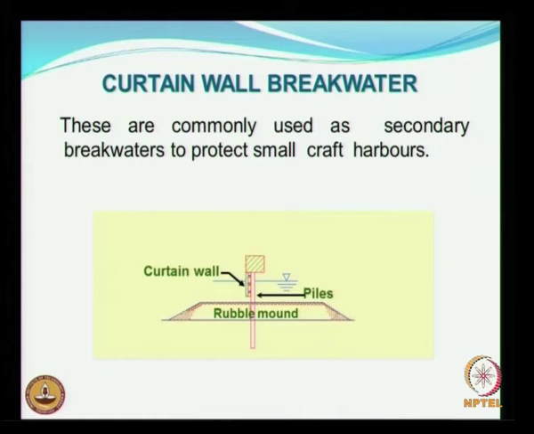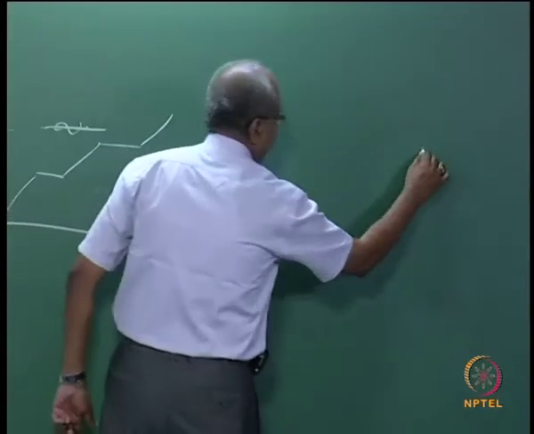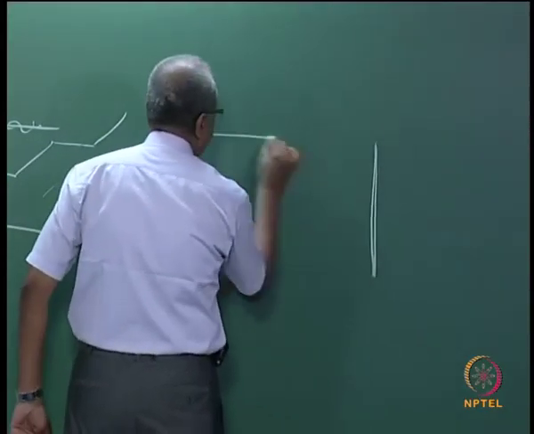Now look at this curtain wall breakwater. Curtain wall breakwaters can be used for small craft harbors, to protect small crafts. So you have piles, it can be over a rubble mound, or without the rubble mound also you just have some cover protection here, and it can have piles, and then you have a skirt here. Skirt in the sense, if you look from this end, how it will be, you have the piles and you have the skirt.